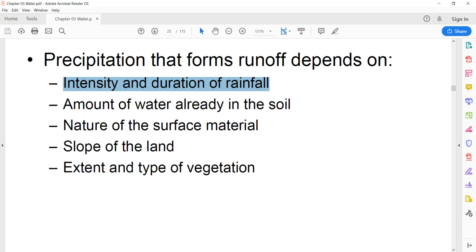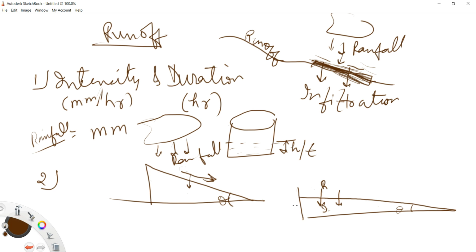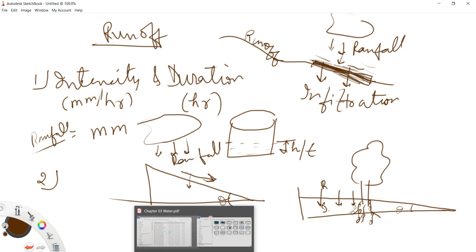Extent and type of vegetation. So that is another factor that controls how much water will be absorbed in the ground. So you can imagine that extent, how much area is open, and the vegetation, the roots of the vegetation, that has the capacity to also hold the water. So suppose you have a vegetation here and it has some root system below the ground. As this water falls, some of these water molecules are trapped around this, right? So that will allow more infiltration to occur and less runoff due to the presence of vegetation, because this will hold more water in the root area.